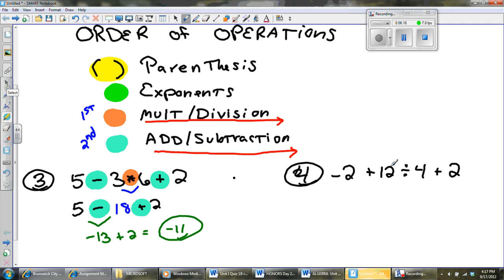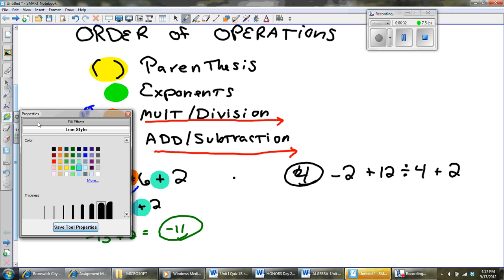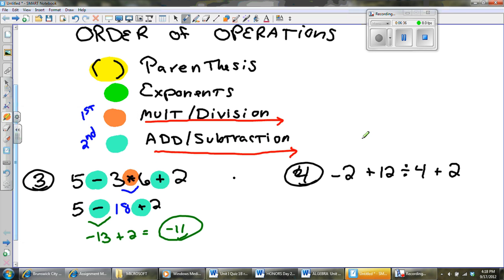Negative 2 plus 12 divided by 4 plus 2. I see no parentheses in the problem. I see no exponents in the problem. Prepare to search for multiplication and division. Searching for multiplication and division is a success. I have found division here. No other multiplication or division exists.